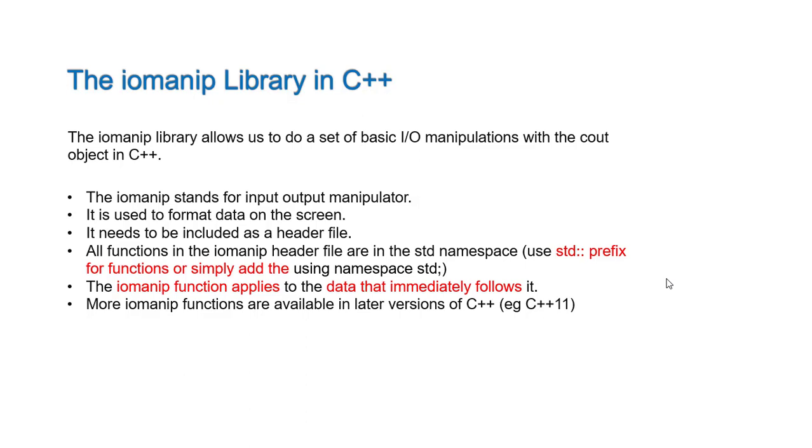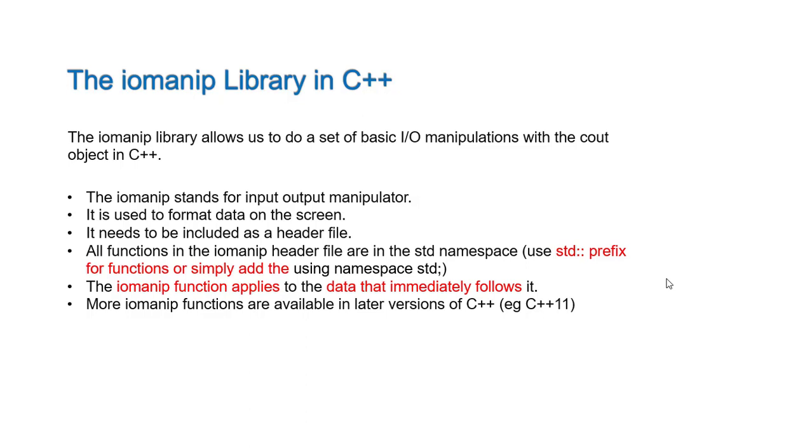But what exactly is iomanip? Well, iomanip stands for input-output manipulator. It is used to format data on the screen which is printed out with the C++ cout object. It needs to be included as a header file for us to be able to use it. And all functions in the iomanip header file are in the standard namespace. In other words, you could use the standard std:: prefix for functions, or simply add using namespace std as a part of the program.